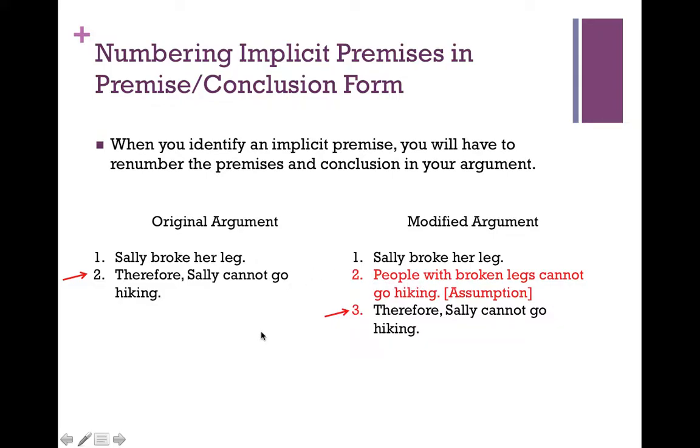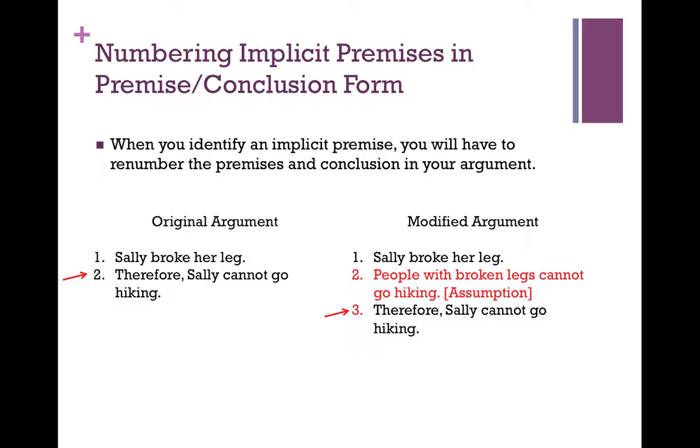I had said before when we were diagramming arguments that the numbers didn't matter, and that's true if we're focused on just diagramming. But when we're putting arguments into premise conclusion form, the numbers do matter. We want the numbers to get higher as we move down, and the highest number should be your conclusion. So when we were diagramming, I said I don't care what the numbers are, but when we're putting into premise conclusion form, the numbers do matter.